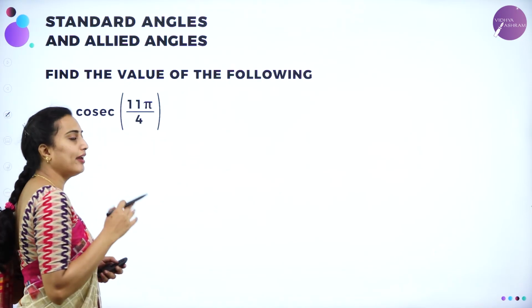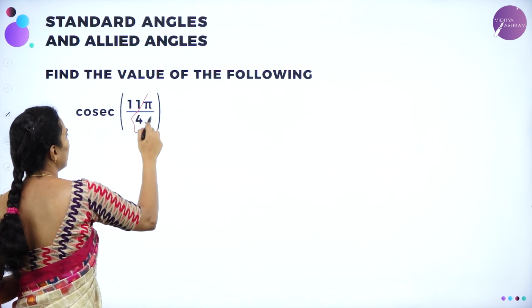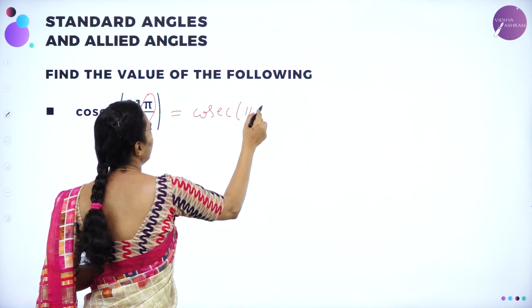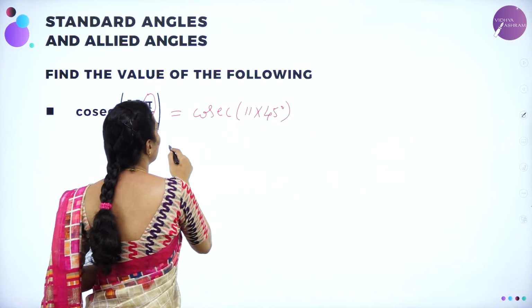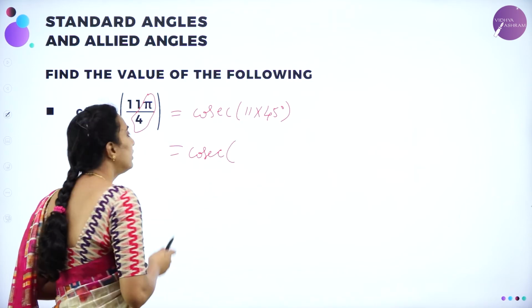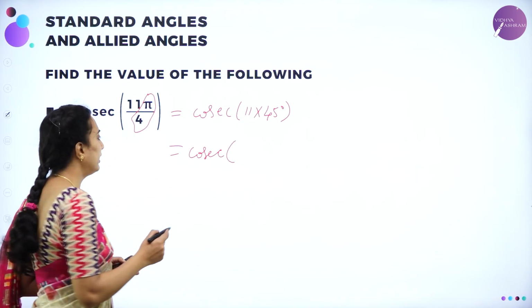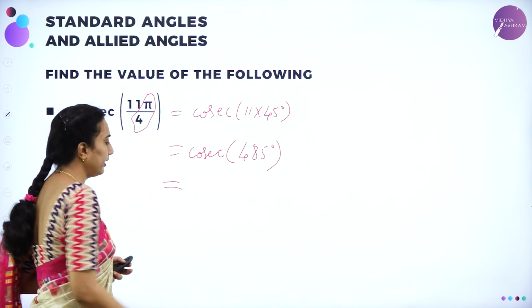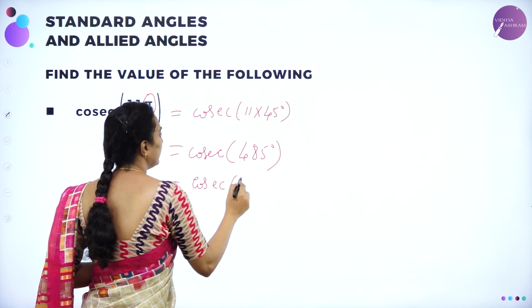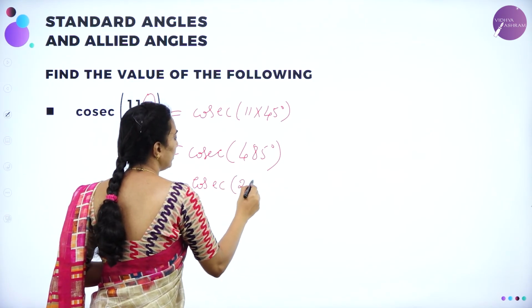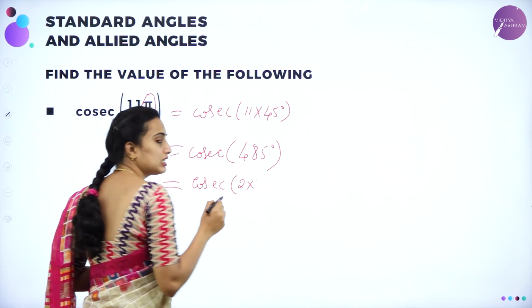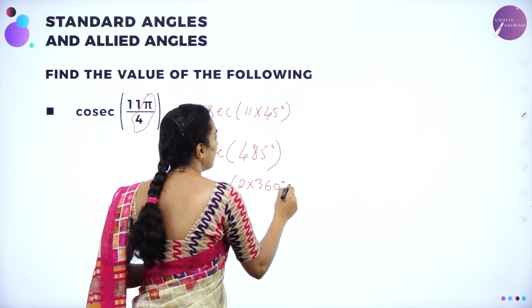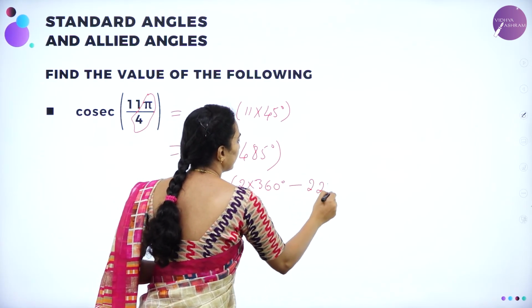What they have asked is cosecant 11 pi by 4. Same as pi by 4 is nothing but 45 degree. You can multiply that, cosecant 11 into 45 degree, which is equal to cosecant. You are having here 11 into 45 degree is nothing but 495 degree. So, therefore, cosecant 495 degree can be written as cosecant of n into 360, which is 2 into 360, because it is below 720 and above 360. Therefore, 2 into 360 degree minus 225 degree.